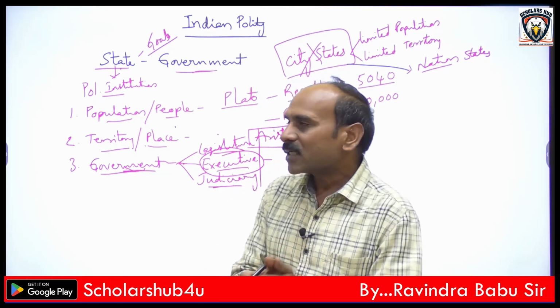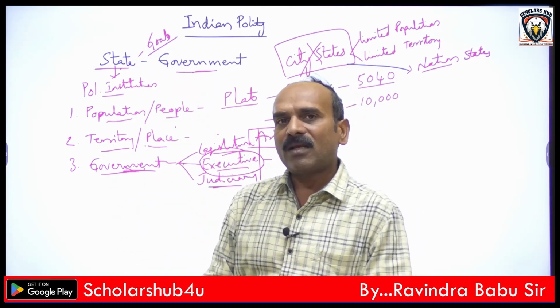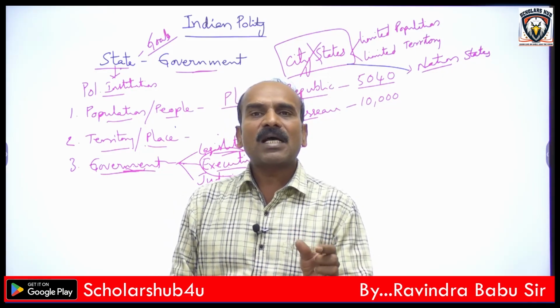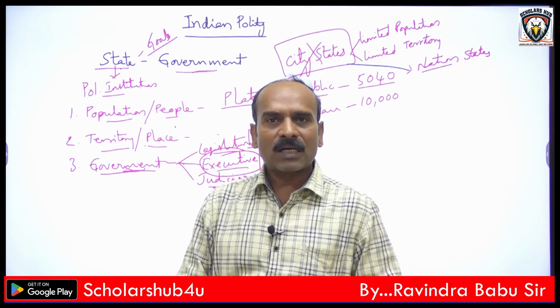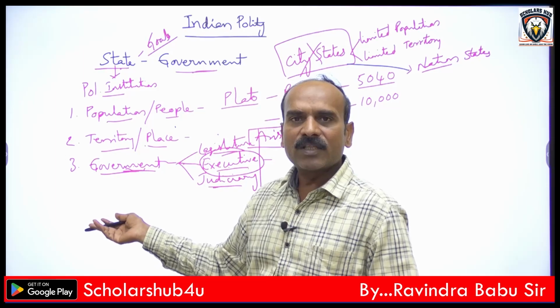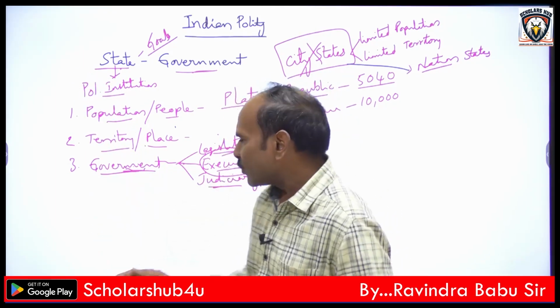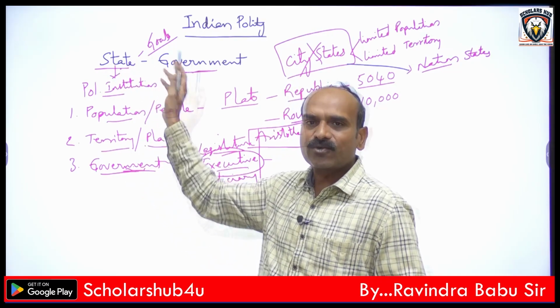So we are using the terms state and government with the same meaning. There is no wrong in using these two terms as synonyms, because the government is a part of state. Without state, there is no government. Without government, there is no identity to a state. So in this way, we can understand the difference between state and government and the relation between these two, right?